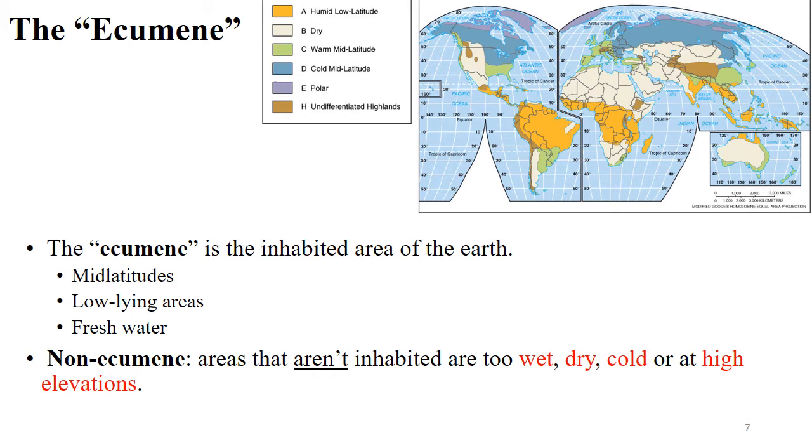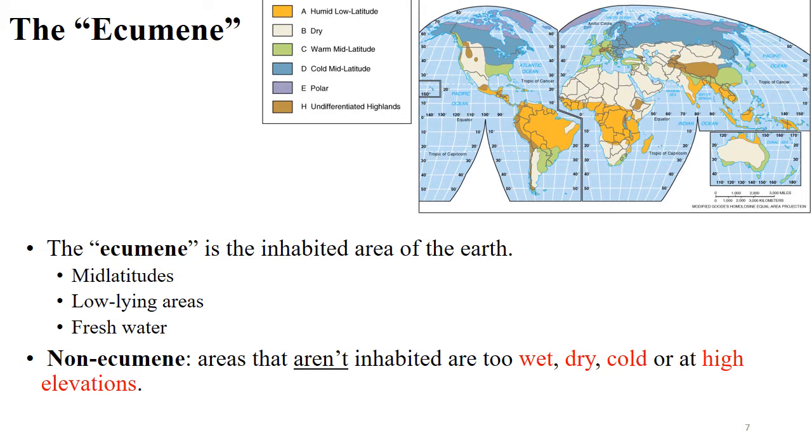These mid-latitude areas, it's typically going to be because of climate, right? Because it's a little bit more mild in those areas versus the sweltering heat of the equator or the frigid, colder parts of the Arctic Circle areas.